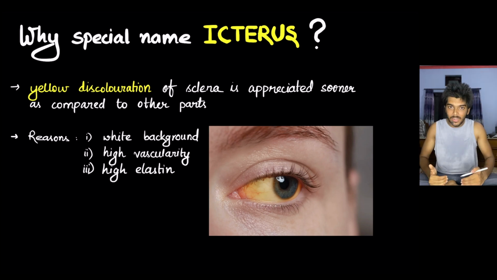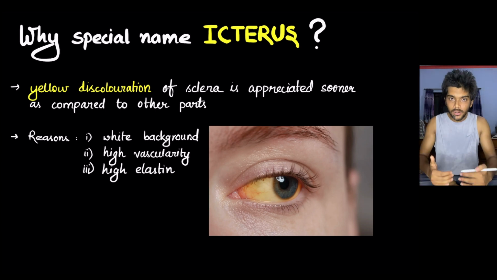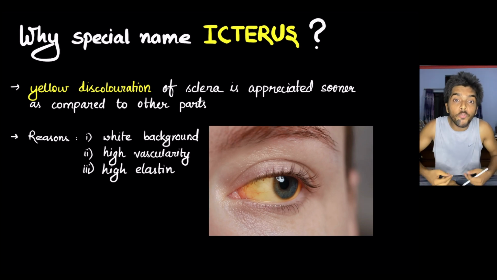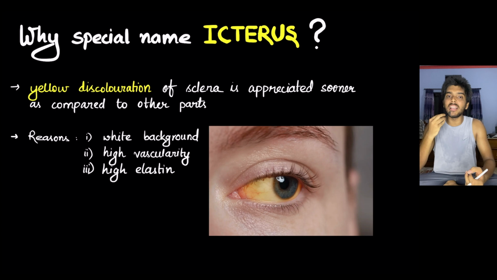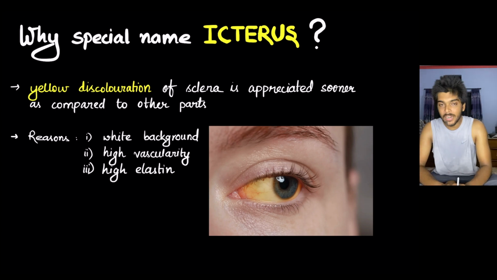So if a patient with hyperbilirubinemia comes to you, and this patient has the physical sign of icterus, yellow discoloration of sclera, that means this patient is soon going to develop full-blown jaundice. Yellow discoloration of skin, mucosa, interstitium is going to appear soon after icterus. That's why it's clinically important.